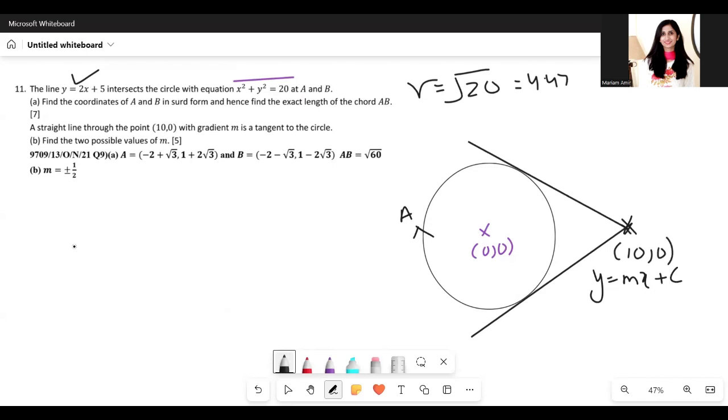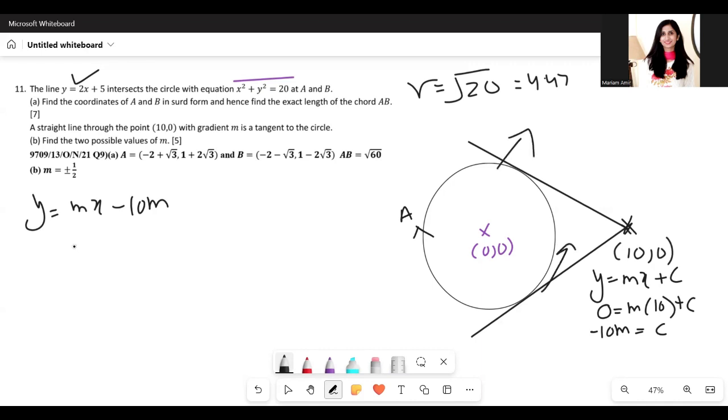And since (10, 0) is given, we should also be able to find c in terms of m. 0 equals m times 10 plus c. That gives us c equals minus 10m. That means y equals mx plus c, which is mx minus 10m. This is the equation of the tangent. Okay. And it says a straight line through (10, 0) with gradient m is a tangent to the circle. Find two possible values of m. So of course, this line will have its own m and this line will have its own m.